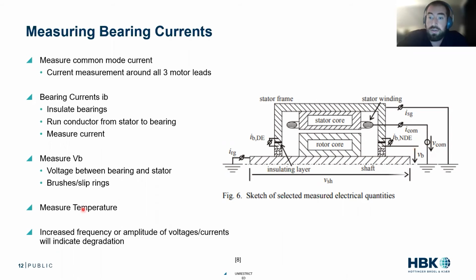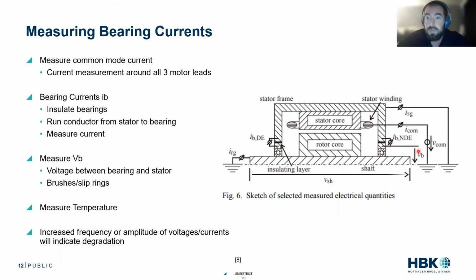You can also measure temperatures as the bearing currents happen. It gets hot. So measuring temperature is a leading indicator, and combining temperature with something like VB, the voltage of the bearing between the stator housing and the shaft, you can get a lot of good information. And then increased frequency or amplitude of the voltages and currents will indicate degradation.